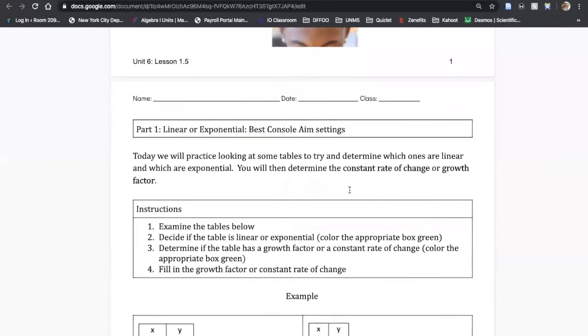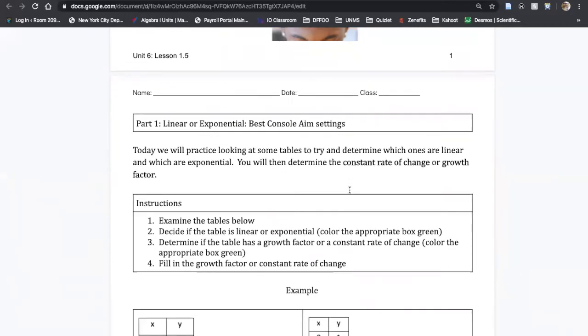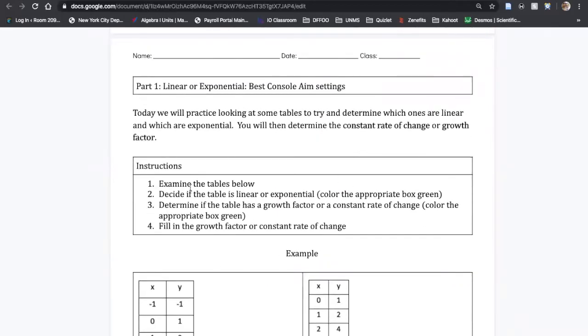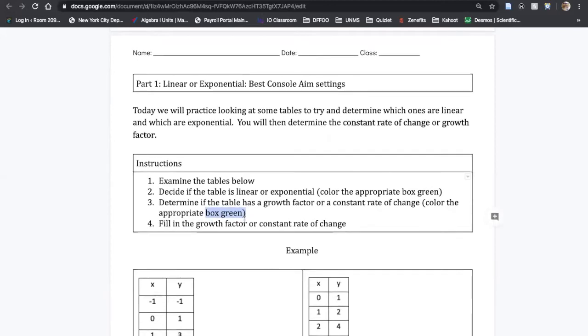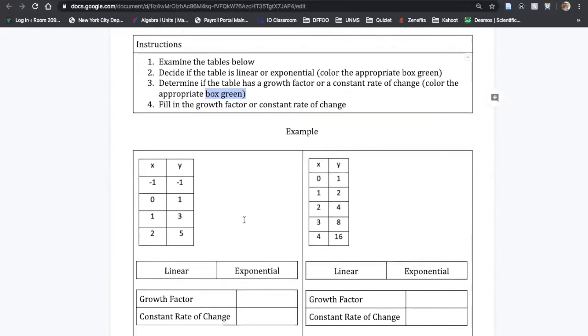So what we're going to be focusing on today is looking at some tables, because we're going to be working with a lot of tables this unit and trying to figure out which ones are exponential and which ones are linear, right? So I've got some instructions on what you're going to be doing here. First thing is you're going to look at the set of tables below. You're going to try to decide by looking at the table if it's linear or if it's exponential. I say to color the appropriate box green. I'm going to explain what I mean there. And then figure out, is it a growth factor? Is it a constant rate of change? Color that box green as well. And then you're going to write what the actual growth factor or constant rate of change is. It sounds like a lot, but it's actually not.